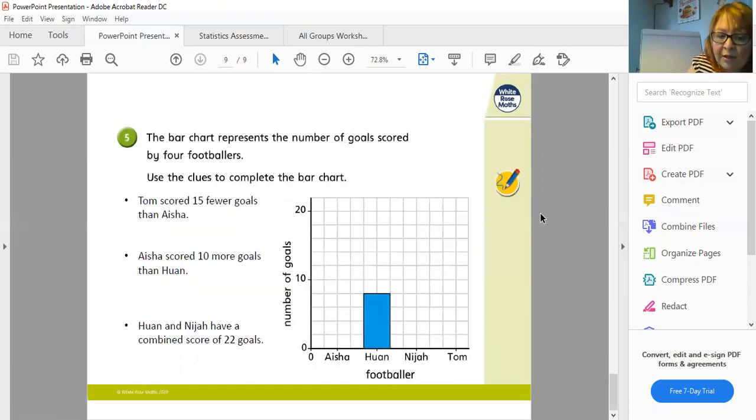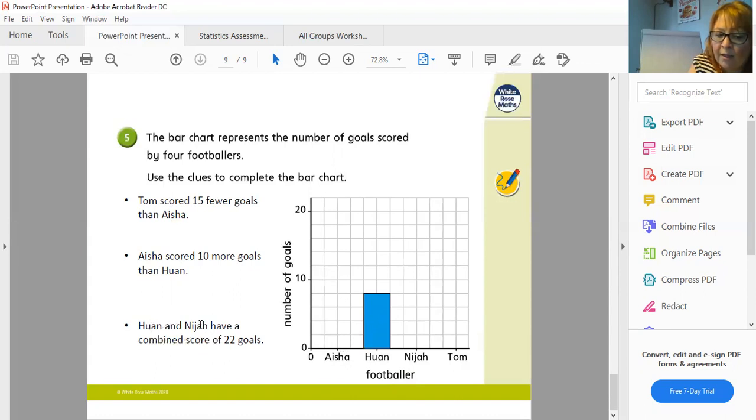Then on page 9, you've got to really read the question. Use the clues to complete the bar chart. Tom scored 15 fewer goals than Aisha. So we don't know Aisha and we don't know Tom yet. Aisha scored 10 more goals than Juan. So if we work out what Juan scored and then add 10 to it, we can draw Aisha's on. Then you can work out what Tom's score was.